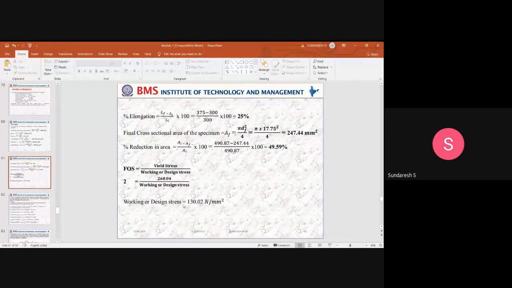This carries 10 marks in your examination. Very, very simple problem and the most important problem from the examination point of view. So my dear students, please complete this problem and have it with you. Once you come to the college, I will check each and everyone's problem to see whether you have done it or not.